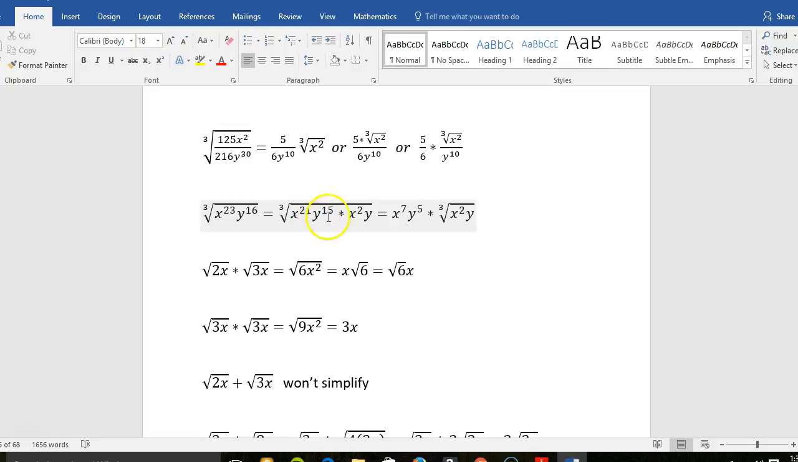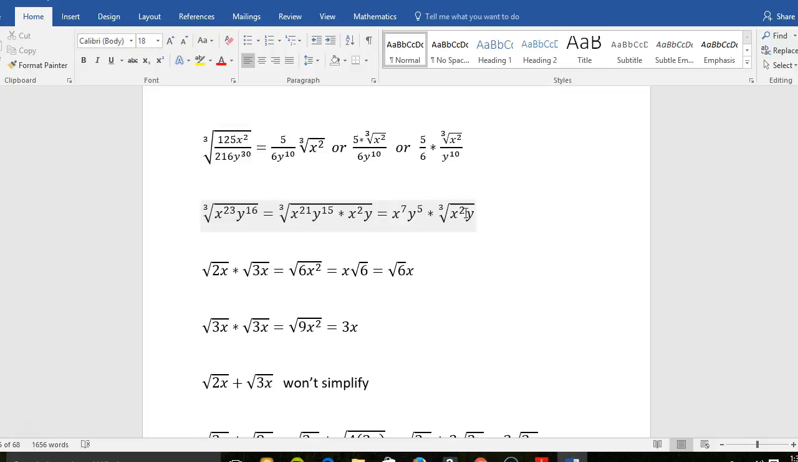These two guys on the left of the times sign can come out, whereas these two guys on the right, namely the x squared and the y, they cannot come out. So the x to the 21 comes out as x to the 7, times the y to the 15 comes out as y to the 5th power, times the stuff that couldn't come out, the cube root of x squared y. This guy right here that could not come out, he's stuck inside the radical, and he's not getting out. So there's that.